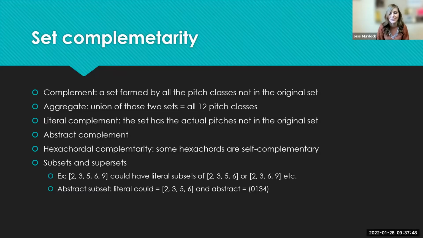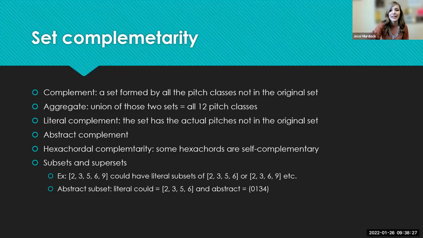If you didn't want the literal pitches, you could also have an abstract complement, which would basically mean the set class of those pitches, so it's the intervals of those. A cool thing about hexachords, since there are 6 pitches in them, is that some hexachords are self-complementary. You can put the same hexachord together, maybe transposed, and together it has all 12 pitches.